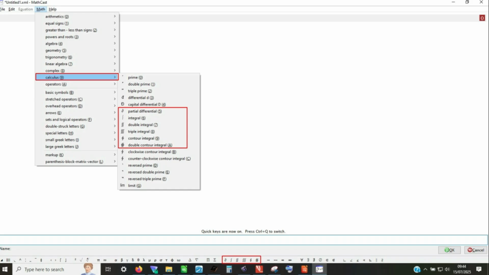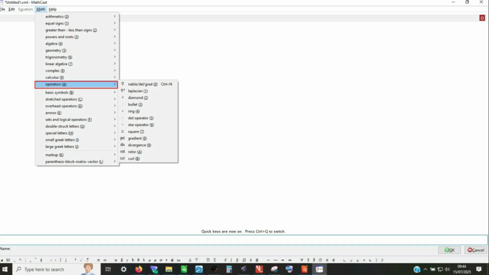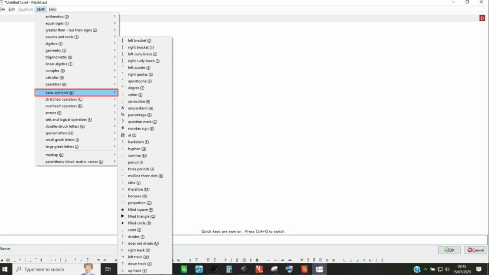And these are options down again on the bottom, underneath the command line. You've got the partial differential and the integrals there, double integral, triple integral, I think. Triple integral, yeah. Operators, you've got the del and the gradient, grad, and divergence. Then you've got the basic symbols. This is really helpful. The basic symbols, left bracket, all the bracket versions are great options. They are all different versions there.